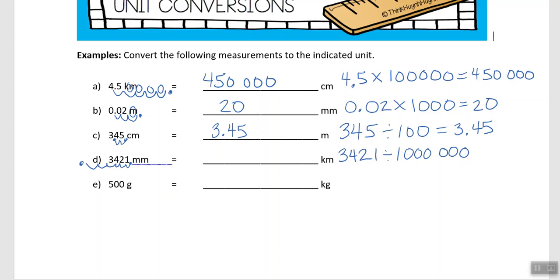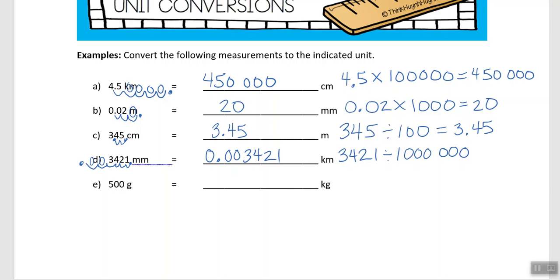Just like I did when I had my larger numbers, in these little egg carton spots, I'm going to put my zeros. And it's always good practice to put a 0 in front of your decimal place. So my final answer becomes 0.003421, which is the same as you would have gotten if you took 3,421 and divided by 1,000,000.